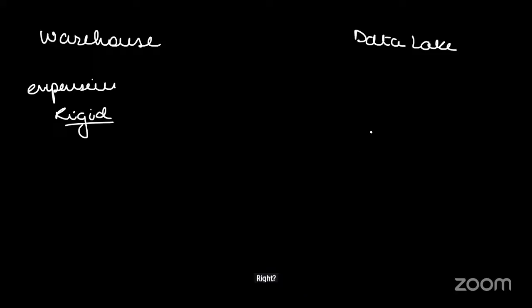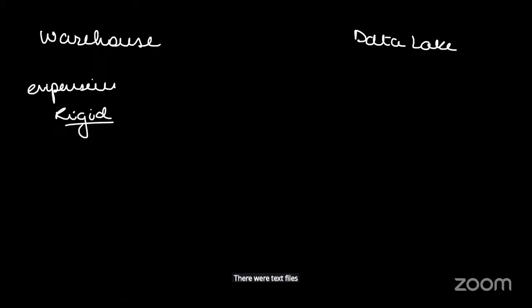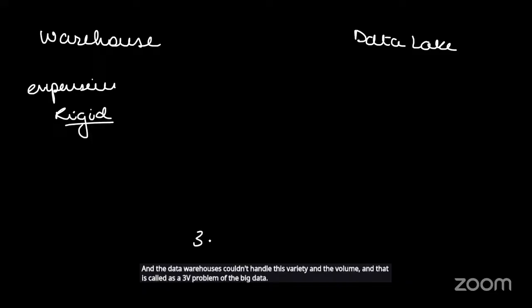Then you have the second camp, which is the data lake. And this is something which came into the picture when the big data era exploded, right? Companies were flooded with massive volumes of diverse data sets, not just tables. There were text files, social media feeds, sensor data, videos, and images as well. And the data warehouses couldn't handle this variety and volume. And that is called the 3V problem of big data, correct?